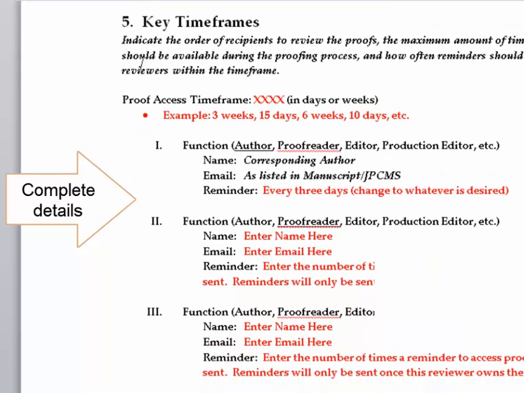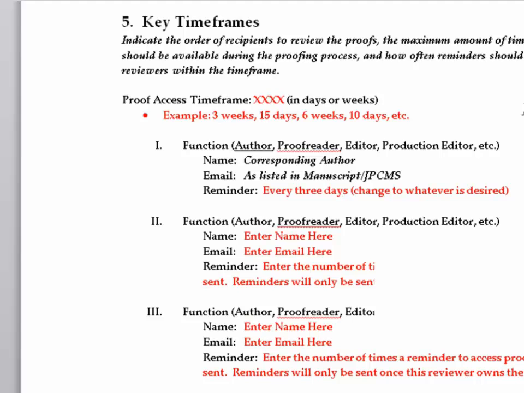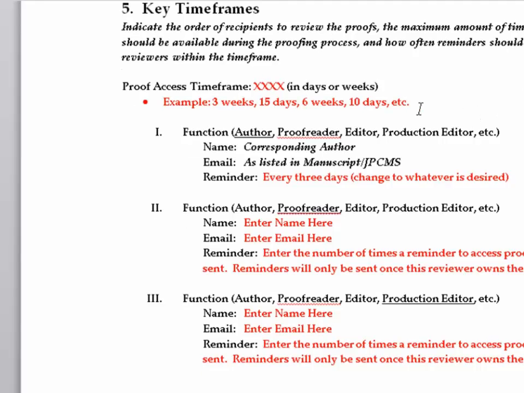This is the important bit about key timeframes. That's how long overall you want the proof to be available for, in this proof access time frame. If you set that for a month, then it would mean everyone needs to do their checking and finalise the proof within that month's time. So if your author took 2 weeks to do the corrections, then the remaining people would have another 2 weeks after that to do it. We can't control the amount of time that an individual stage has. We can only set the overall time.